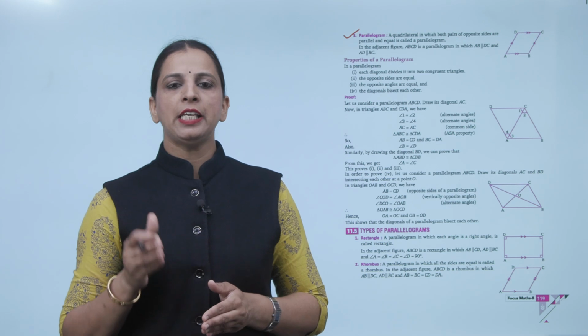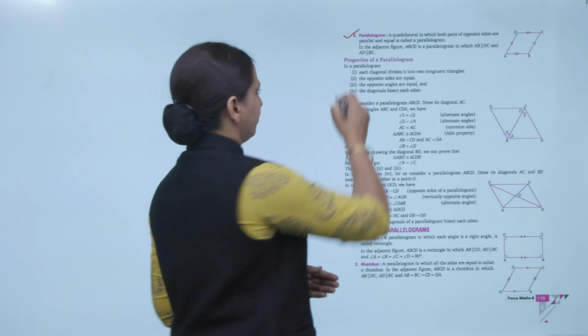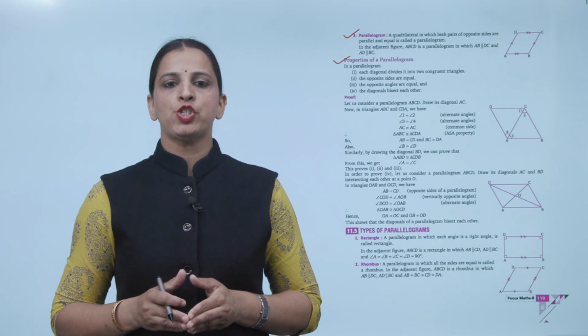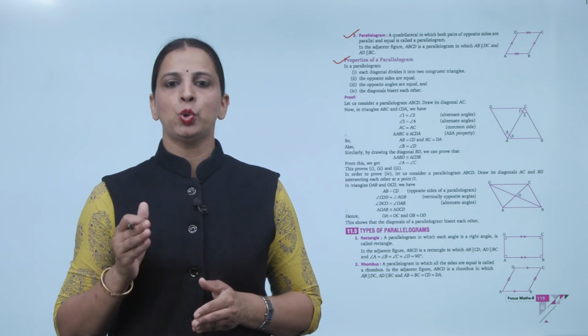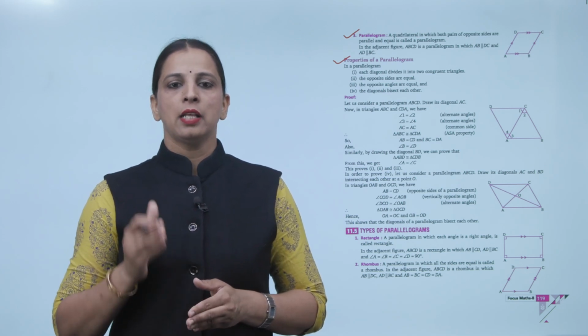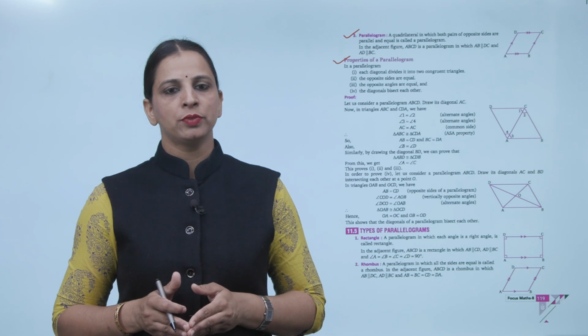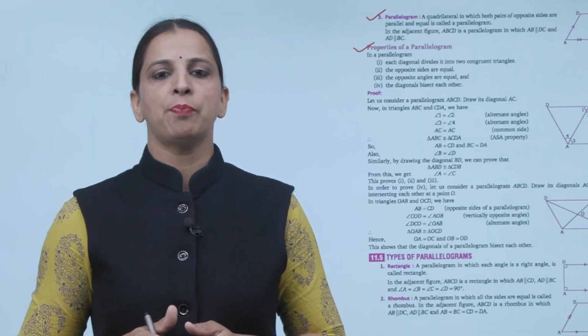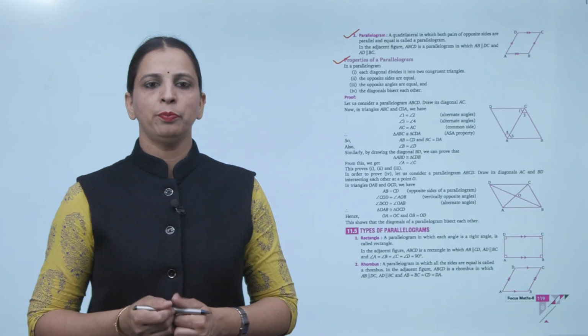Now, properties of a parallelogram. In a parallelogram, first, each diagonal divides it into two congruent triangles. Second, the opposite sides are equal. Third, the opposite angles are equal. And fourth, the diagonals bisect each other. Now, proof.